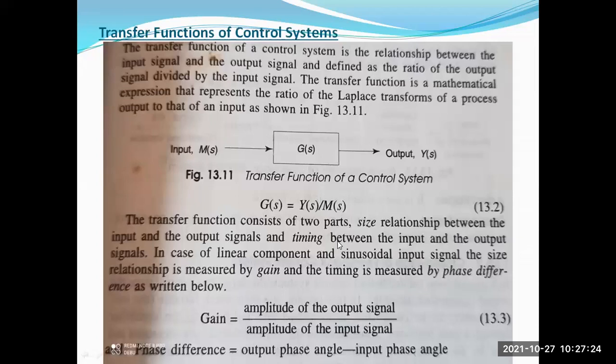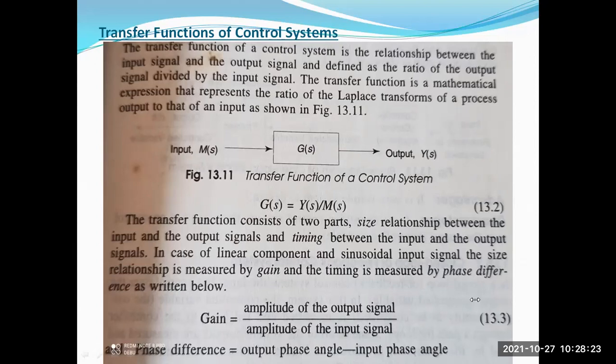Okay, so next, another part we will discuss: the transfer function of the control system. All of you have been given some idea from the control section about the transfer function. Here you can see a block diagram of a transfer function. This transfer function has two parts: one is the input part, another is the output part. In this picture, we denote the input as M(s) and the output as Y(s). The transfer function is given by G(s) = Y(s)/M(s), that means output by input. I think all of you have the idea.